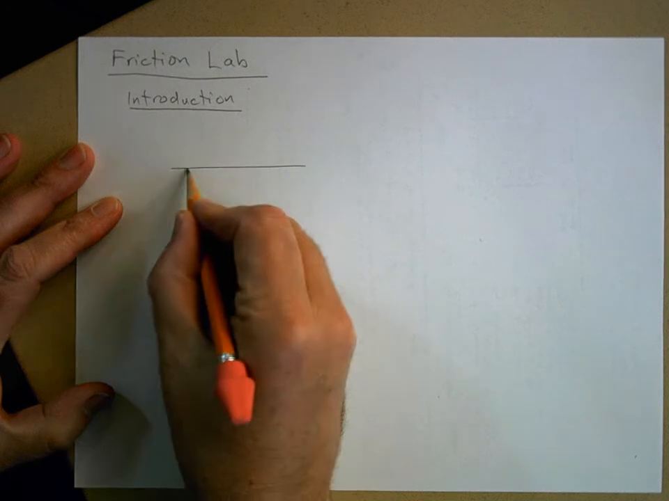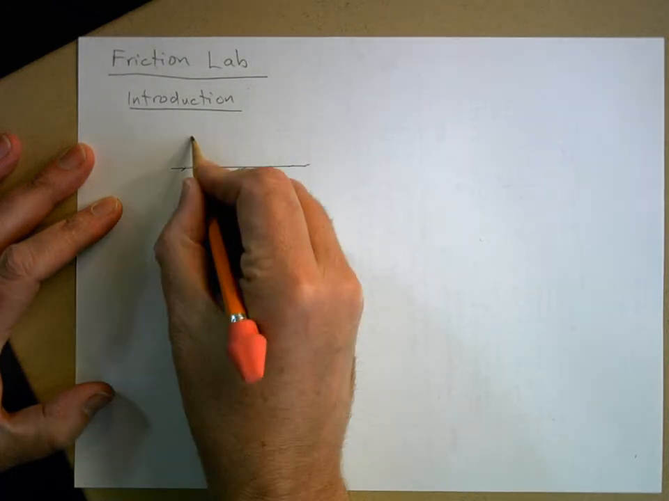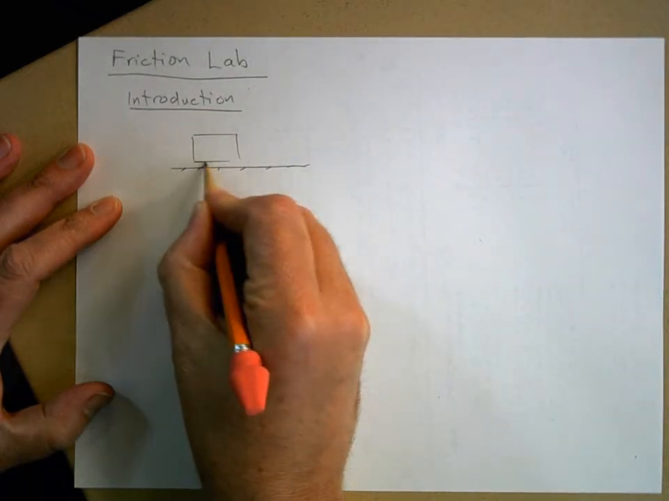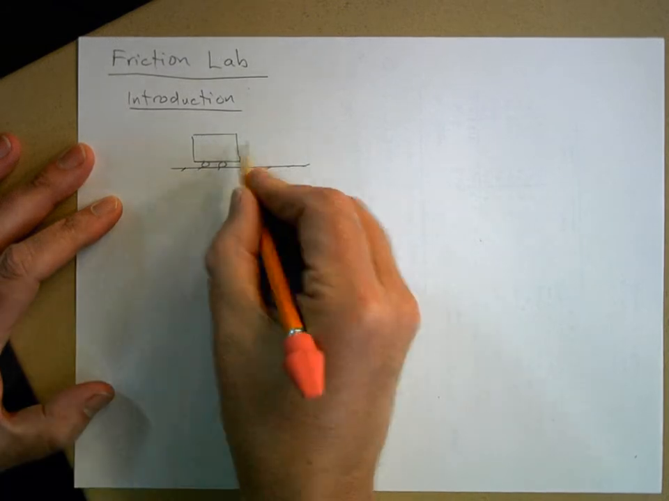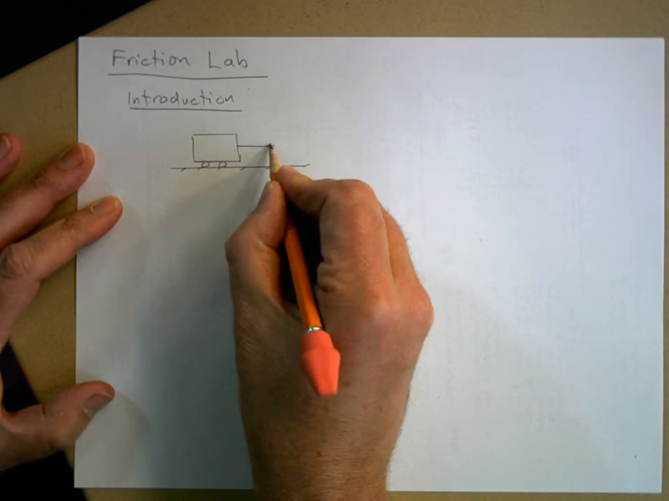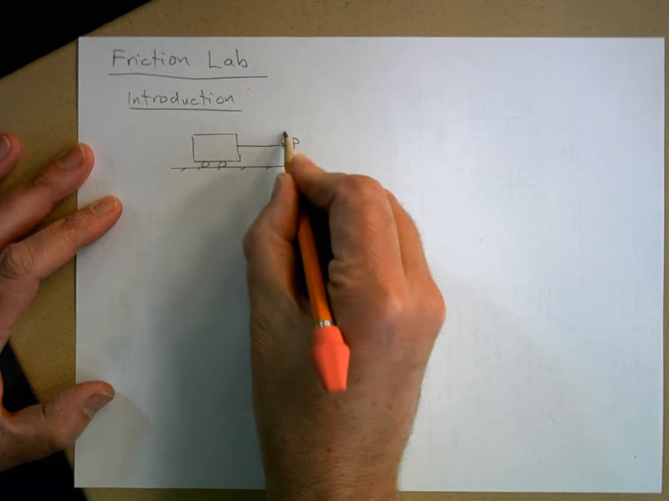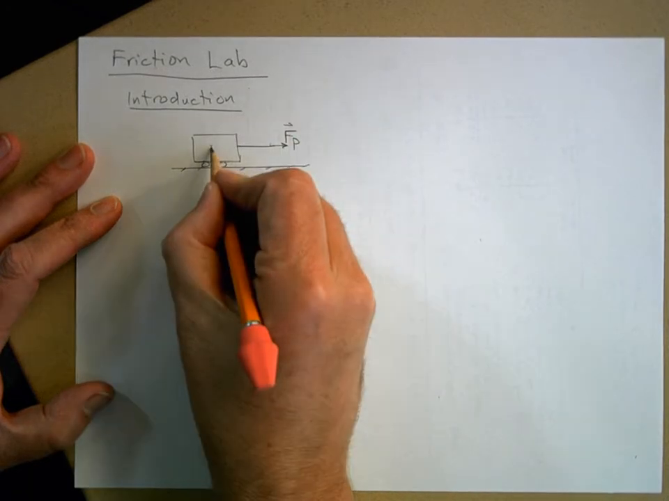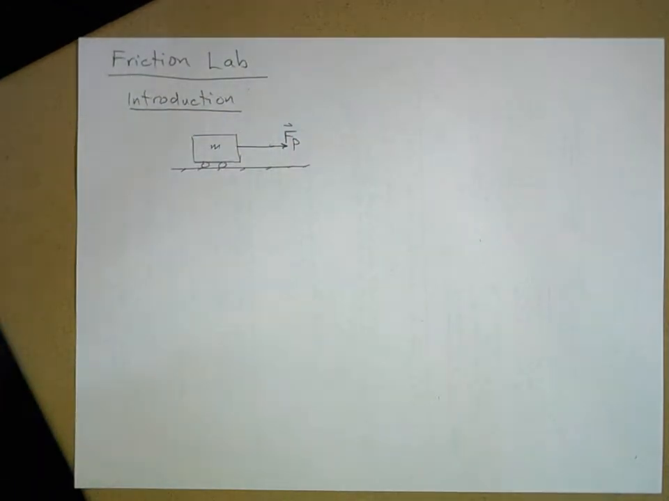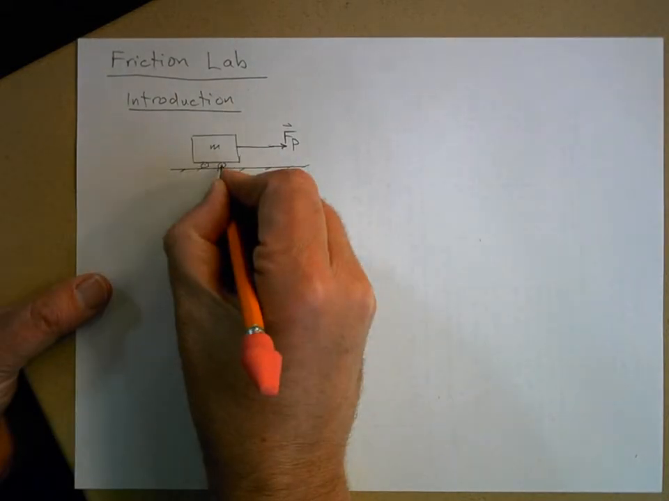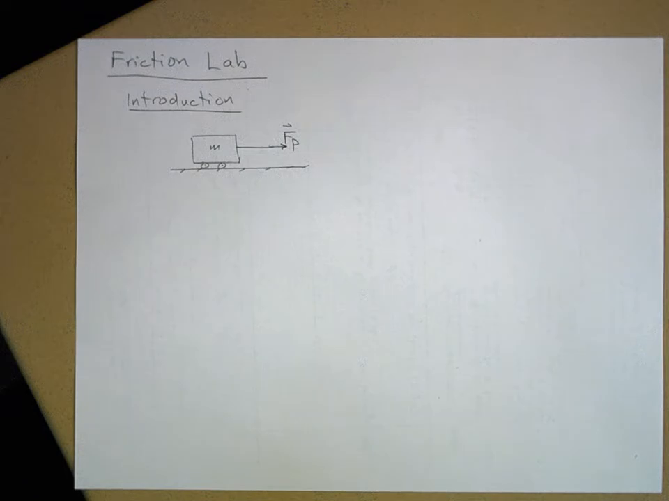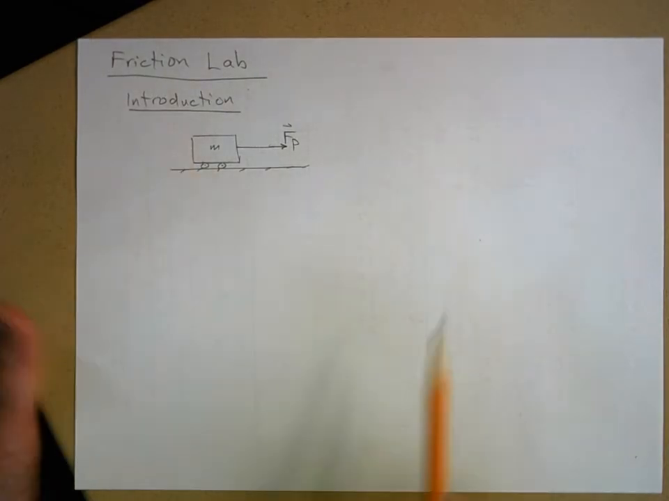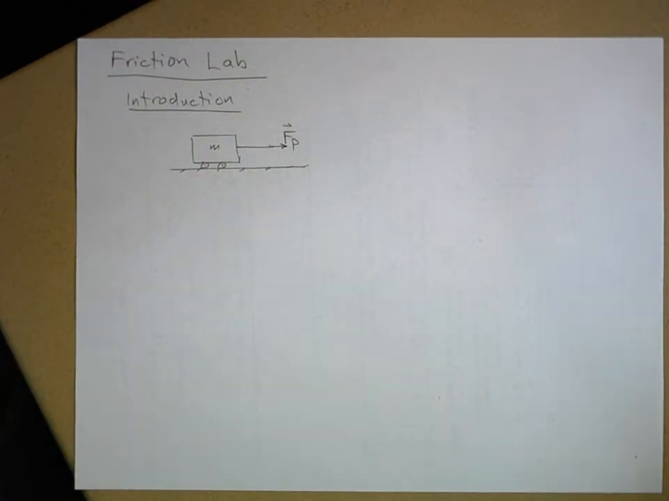Like if I have a crate like this, and I put it on wheels, and I pull on it with a certain pulling force, F sub P, and this has a certain mass. Well, I mean, what do wheels do? Why did we invent the wheel? We invented the wheel so we can move things that are pretty heavy across surfaces easily.